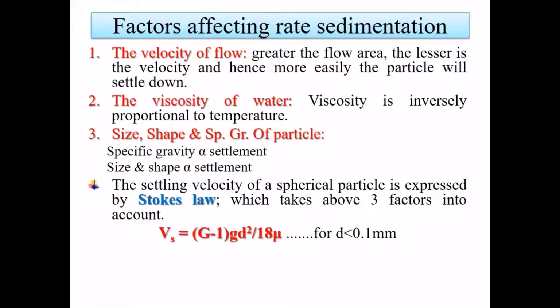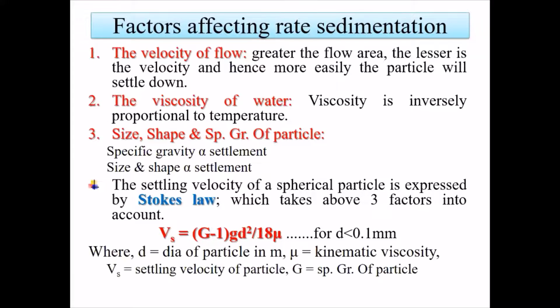The formula is Vs = (G - 1) g d² / 18 mu, where d is the diameter of the particle, mu is the kinematic viscosity, Vs is the settling velocity of the particle, and G is the specific gravity of the particle.